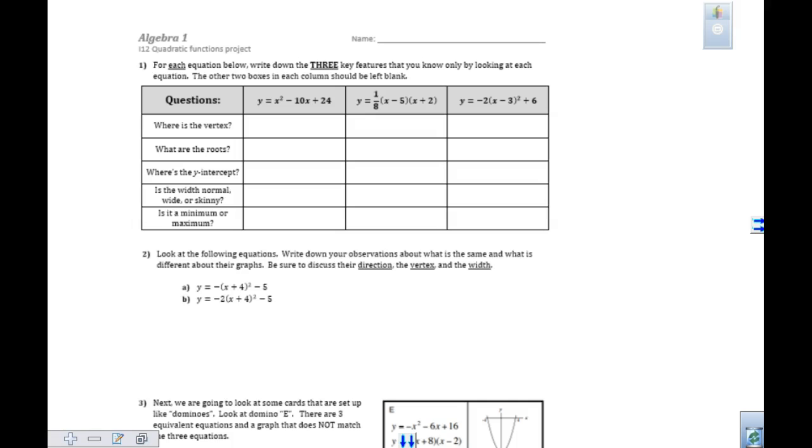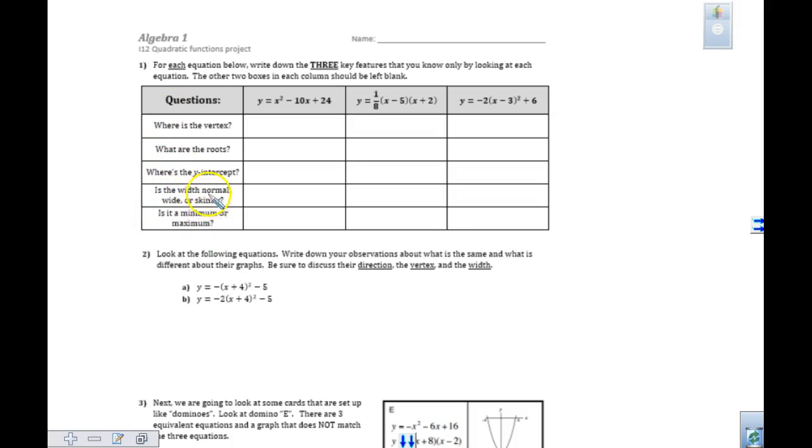And the project that you are working on, everyone will do this page. You have to fill in as much information as you can. It says for each of the equations, write down 3 features. So you don't have to do all of them. You just have to do 3 from each one. And then the other 2 boxes are going to be left blank. So if you're looking at this one, can you tell the vertex easily, the roots, the y-intercept? So maybe there's only going to be these last two with one of these, right?